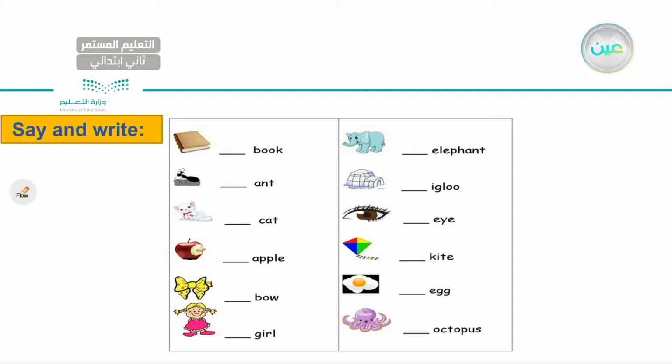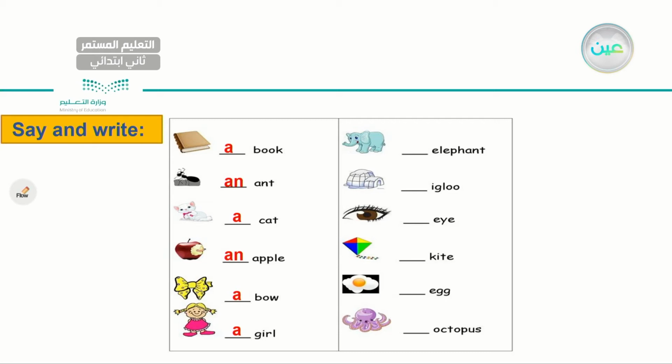So I have book, one book, singular. A book, very good, because it's starting with a consonant. A book. I have ant, vowel. An ant, very good. Cat, C, consonant. A cat, very good. Apple. An apple. Very good. Bow. A bow. It starts with a consonant. Very good. A girl. G. Consonant. A girl. Very good.